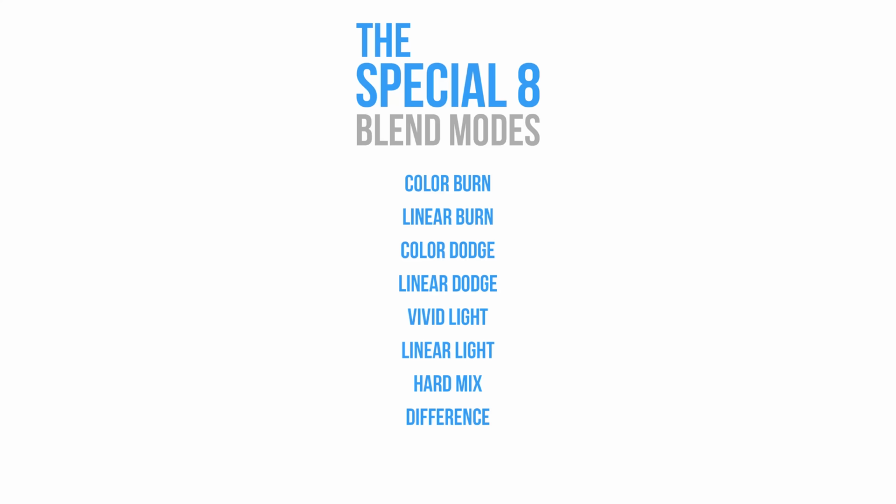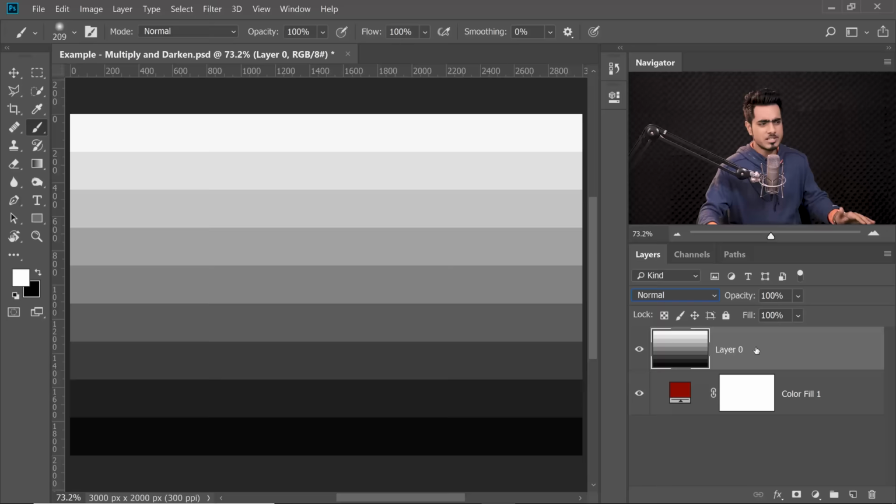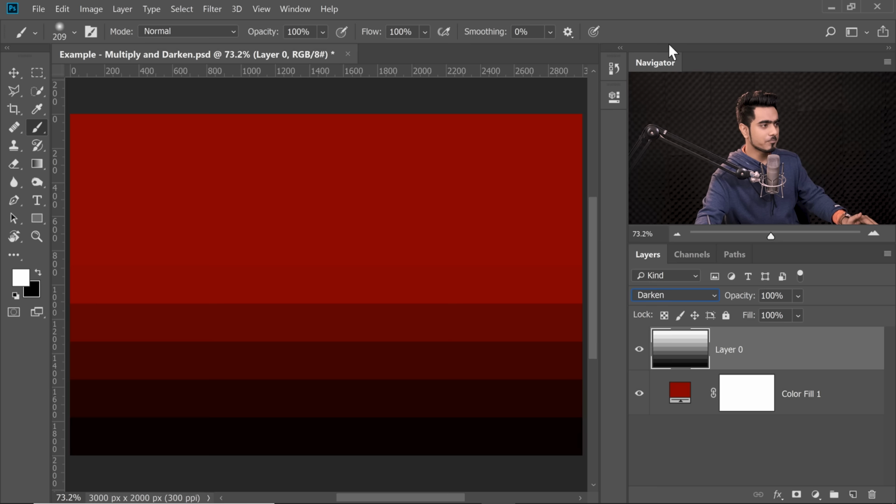Linear burn is also a part of the special 8 blend modes, just like color burn. The darker color is a blend mode which you will never use. It is just a harsher version of the darken blend mode. So let's choose, first of all, darken. Let's see what it does. If we choose darken, it hides every pixel which is brighter than the projected area, right? So everything brighter than that 53% is now hidden.